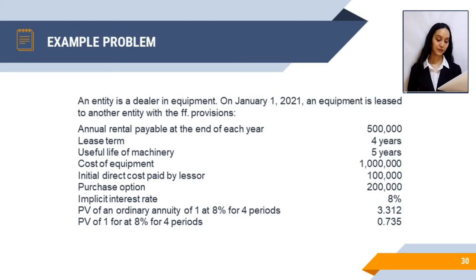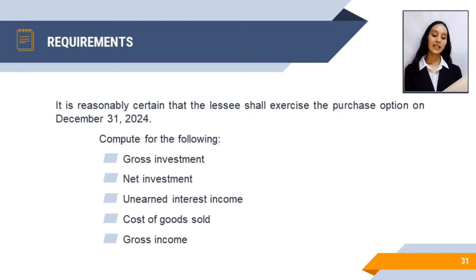0.735. So, mapapansin natin sa dulo ng given, nakalagay is, it is reasonably certain that the lessee shall exercise the purchase option on December 31, 2024. Meaning, sa December 31, 2024, may possibility na bibilhin ni lessee yung lease kay lessor. So, from this given, we will compute for the following. First, gross investment, net investment, unearned interest income, cost of goods sold, and gross income.